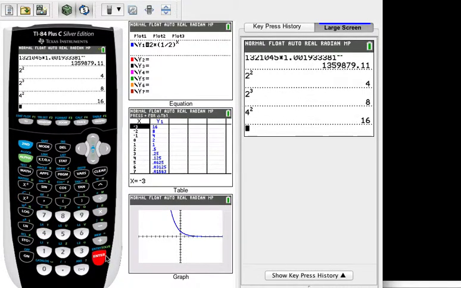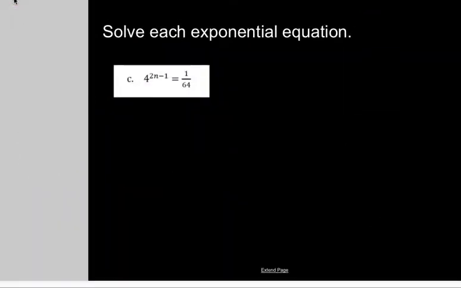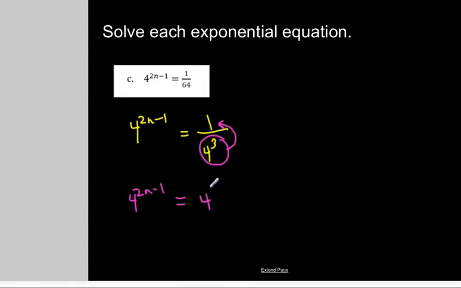So I try it on here. Yes, I get 16. So then let's try 4 to the third. That is 64. So I'm going to rewrite 64 as 4 to the third. So my left-hand side of my equation will be 4 to the 2n minus 1 is equal to 1 over 4 to the third. Okay. Now we have to remember our rules of exponents. If I take this and move it up here, what happens with my exponent? It becomes negative. So it's 4 to the negative 3.